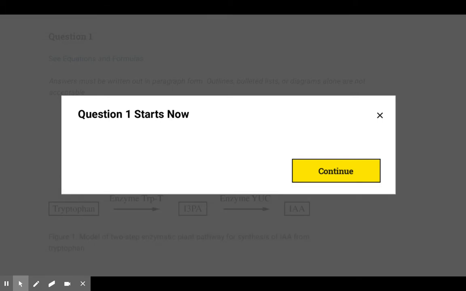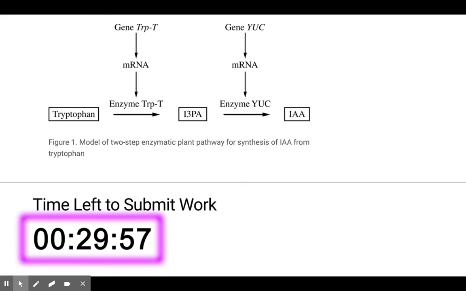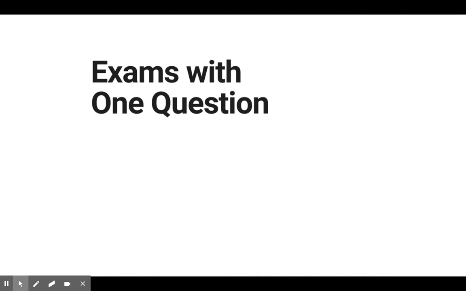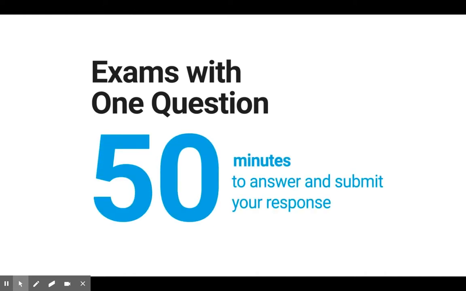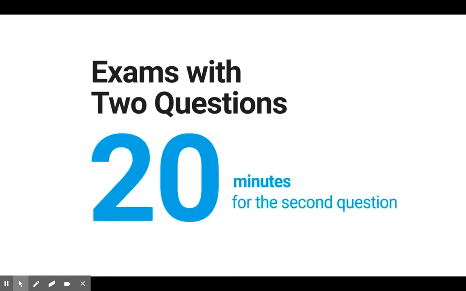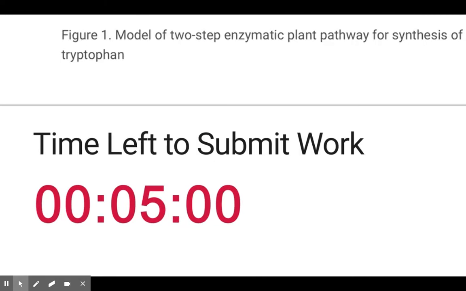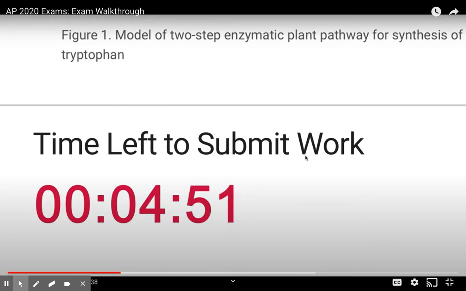Once it starts, the timer located at the bottom will count down how much time you have to read your question, craft your response, and submit it. If your exam has one question, you will have 50 minutes. If you have two questions, you will get 30 minutes for the first one and 20 minutes for the second one. If you are approved for extended time, it will be added automatically. The timer will turn red when you have 5 minutes left. That's when you should wrap up your work and start submitting your response. Once that timer hits 0, you will automatically be moved to the next question. So that's also important.